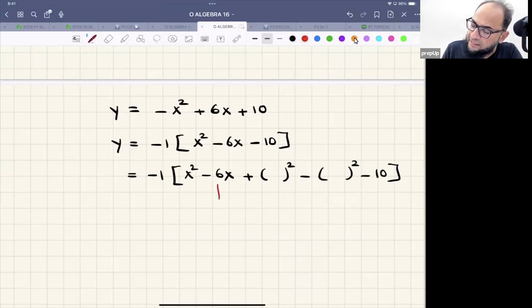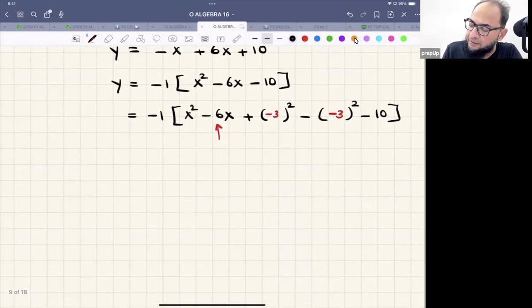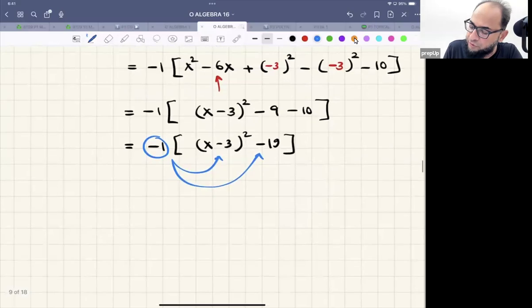So therefore negative 6, half of negative 6 is negative 3 and a negative 3. And then rewrite the first three terms as a perfect square, which is (x - 3) whole square, minus 9 minus 10. This is -1[(x - 3)² - 19]. Open it up with a negative 1. It multiplies over here, it multiplies over here. Therefore, this is y = -(x - 3)² + 19.